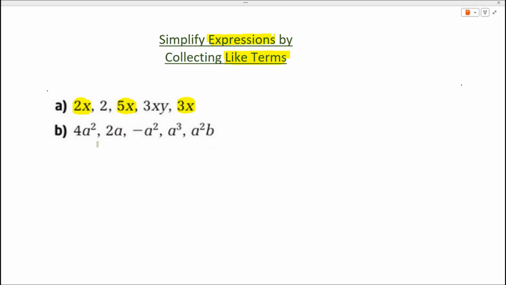Now let us look into part B. In this, we have a squared as the variable, and the other term where we have a squared is this. So these two, 4a squared and negative a squared, are like terms. Now this term 2a has an a, but it is raised to the power of 1. So exponent is 1. Here a has the exponent 3. Here a has an exponent 2, but it has another variable b. So none of these are like terms.